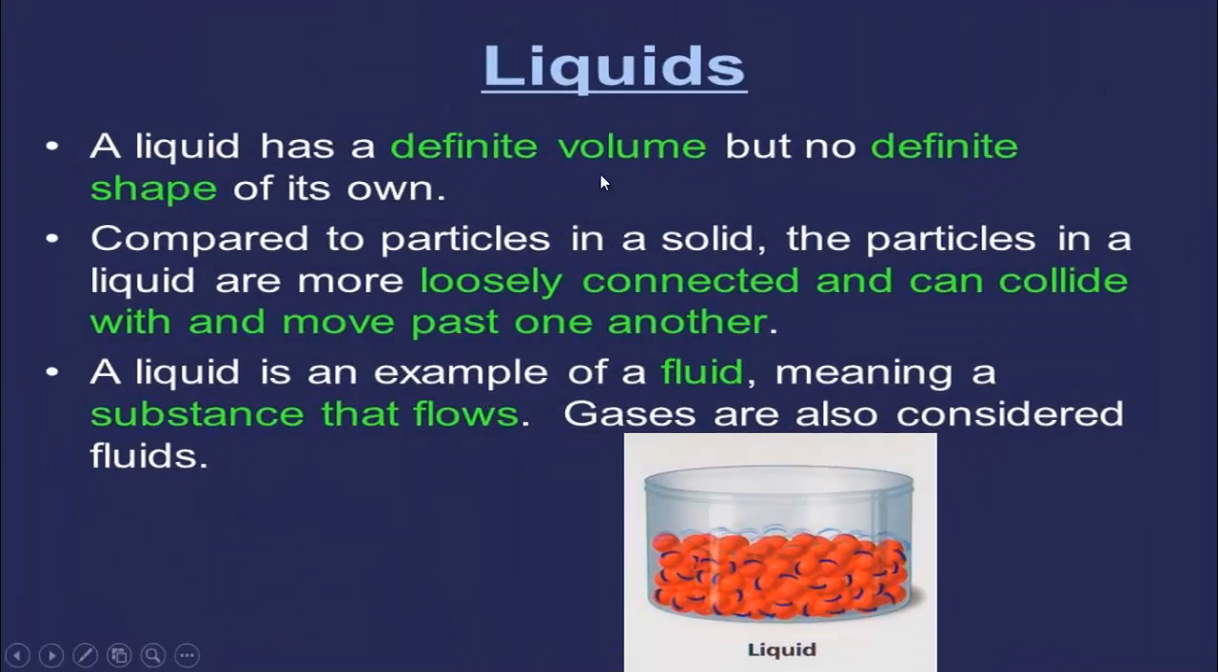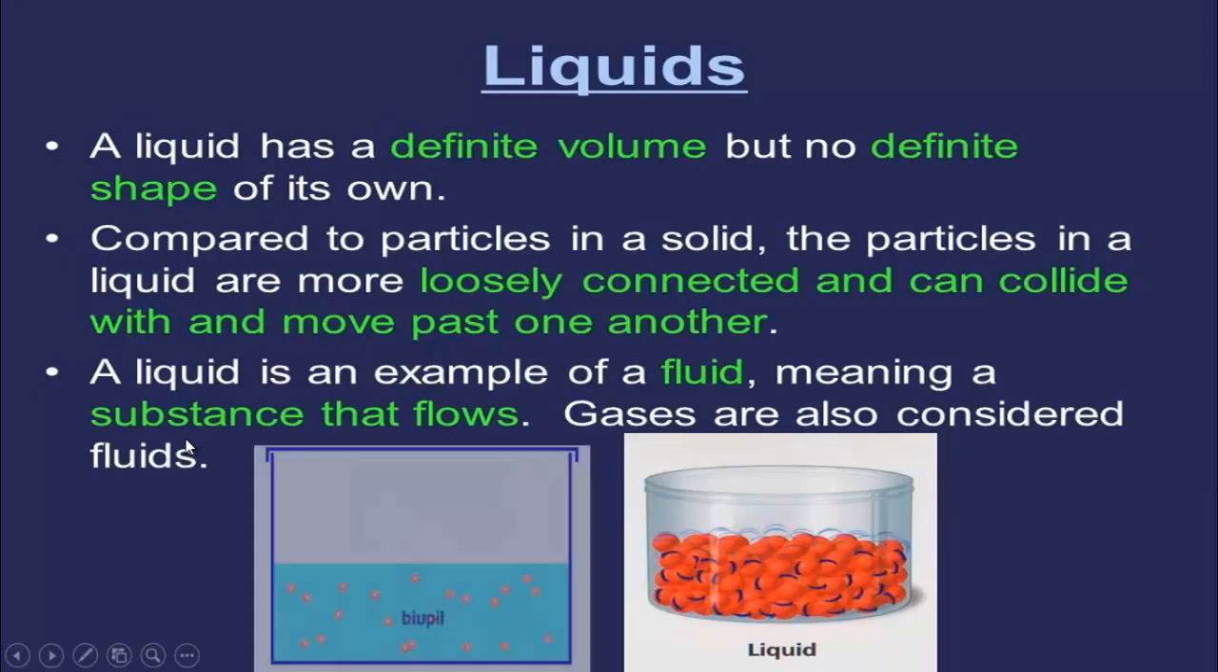A liquid has a definite volume but no definite shape of its own, because it takes the shape of the container. And compared to particles in a solid, the particles in a liquid are more loosely connected and can collide with and move past one another.